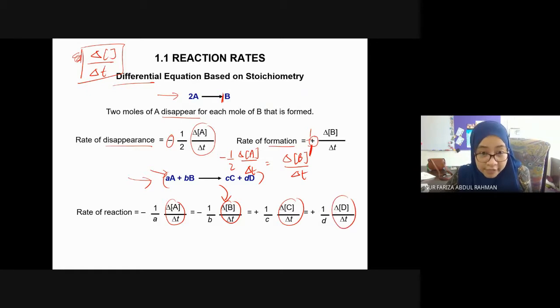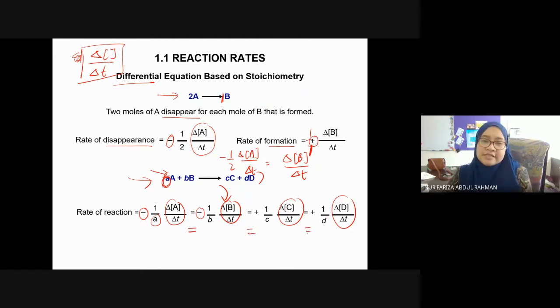Okay, don't forget that this is A, we are talking about A now, so you have to have the negative because it is a reactant. Okay, so the coefficient will be 1 over a, depending on the coefficient. a is the coefficient, small letter a. Same goes to B because B is also a reactant. That's why we have negative there. We can equate them, equate means equal.